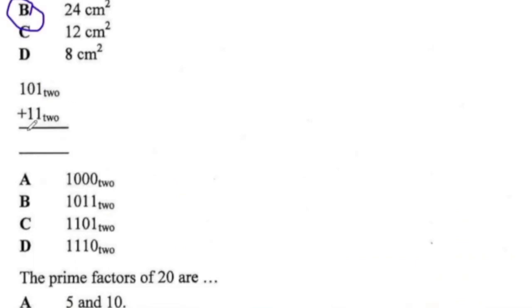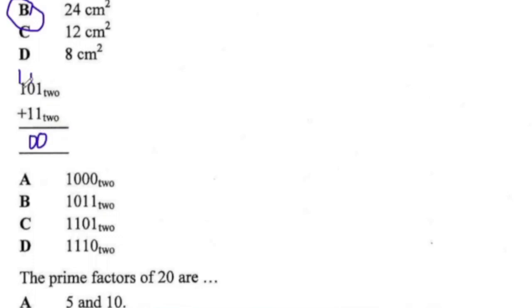Here we need to add these. We're going to start adding. These numbers are in base 2. So we add 1 plus 1 to give us 2. 2 in base 2 is 10. So we write 0 and carry 1 here. 1 plus 0 is 1. 1 plus 1 will be 2, so again it will be 10. Then we write 0 and carry 1 here.